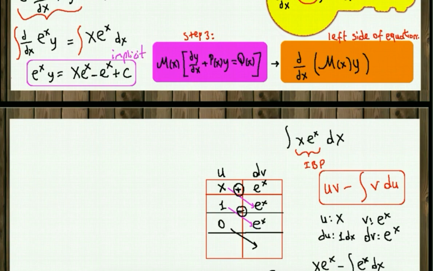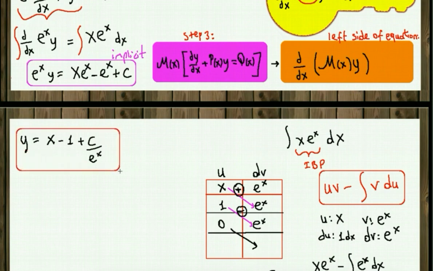Now let's solve the explicit form. To be able to solve the explicit form, we need to isolate y completely. So we're going to divide all terms by e to the x. So this part divided by e to the x, y alone, divided by e to the x is x left here, divided by e to the x is 1 plus c. Constant, you can keep it as a constant, or you can write it in the form of c over e to the x. And this is our explicit form.